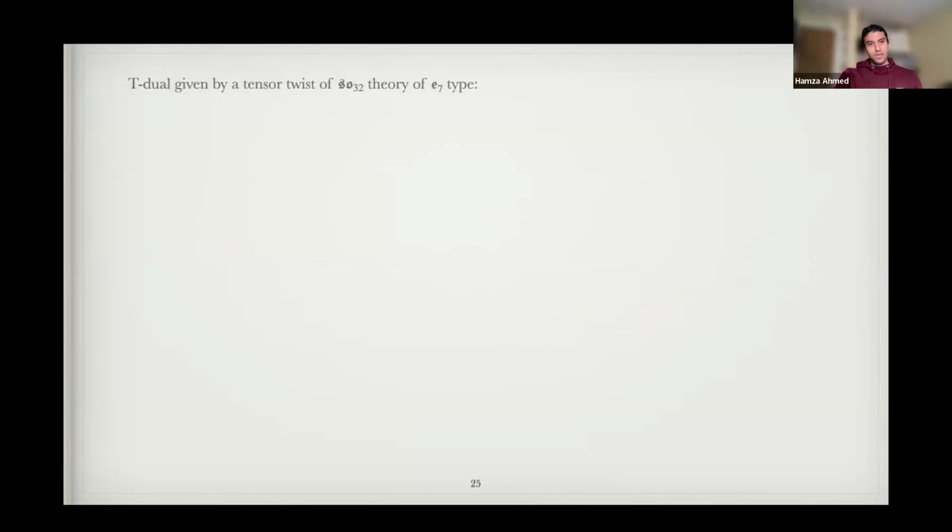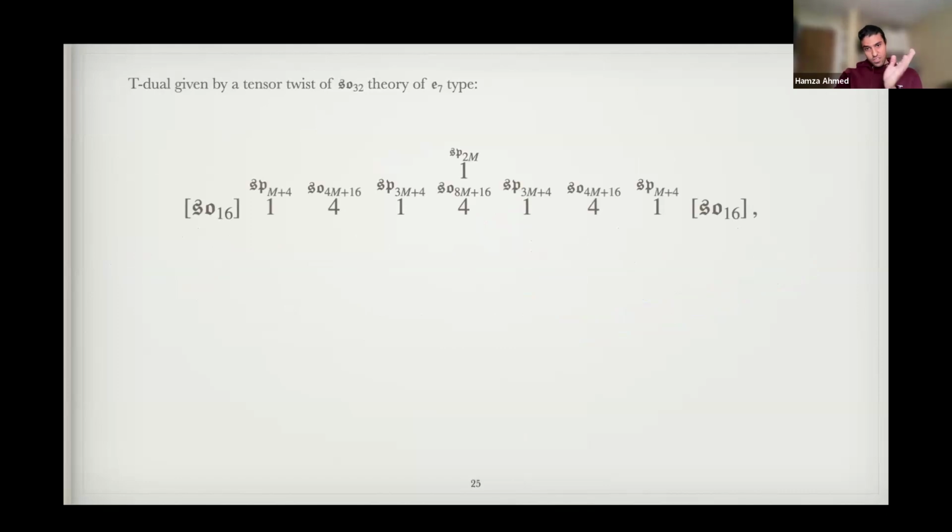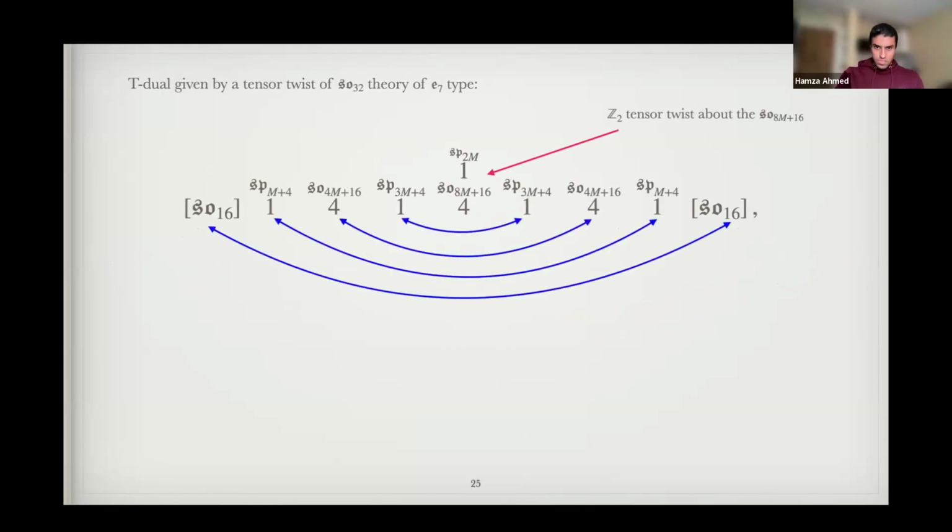Furthermore, we were also able to find SO32 T-duals to these new kinds of LSTs. And again, these arise from some sort of tensor twist of this theory right here. You can see that now it's symmetric about this 1-4 curve combination, and so we can twist by this. And again, once you do that and you compute the relevant data, you find that the full T-duality data matches. And so at least based on the matching data, these two theories are dual.